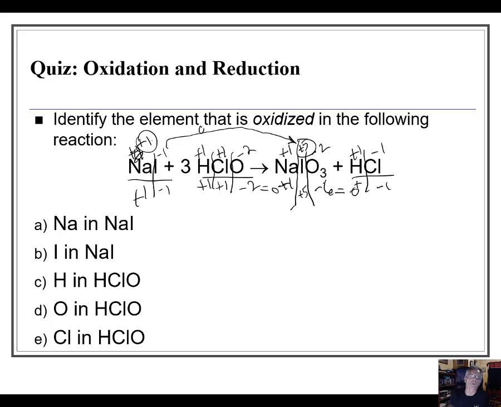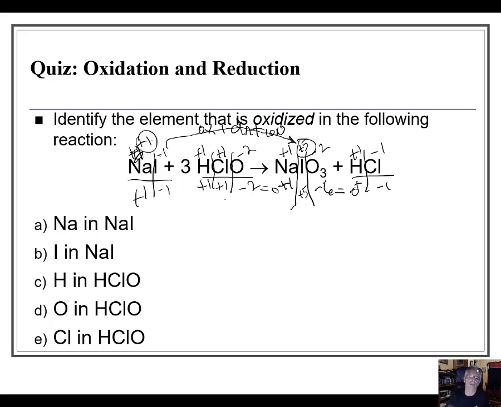That is a pretty big oxidation. Iodine is being oxidized a lot in this reaction. It's going from -1, having an extra electron, to being short 5 electrons in its oxidation state of +5. So that's a 6 electron transfer. That's a big deal. Let's take a look at hydrogen.